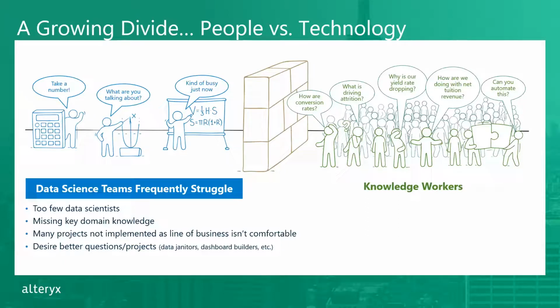And then on the other side, you have your knowledge workers, those domain experts, the people who know the questions to ask, who know what data they'd like to have, but aren't necessarily given the tools to enable them to become more self-sufficient in the analytic process. Asking things like, what are our student conversion rates? What's driving our student attrition? Why are our yield rates dropping? How are we doing with net tuition revenue? Or can we automate these processes so I don't have to be doing the same manual work to produce a static report month on month or maybe day after day?